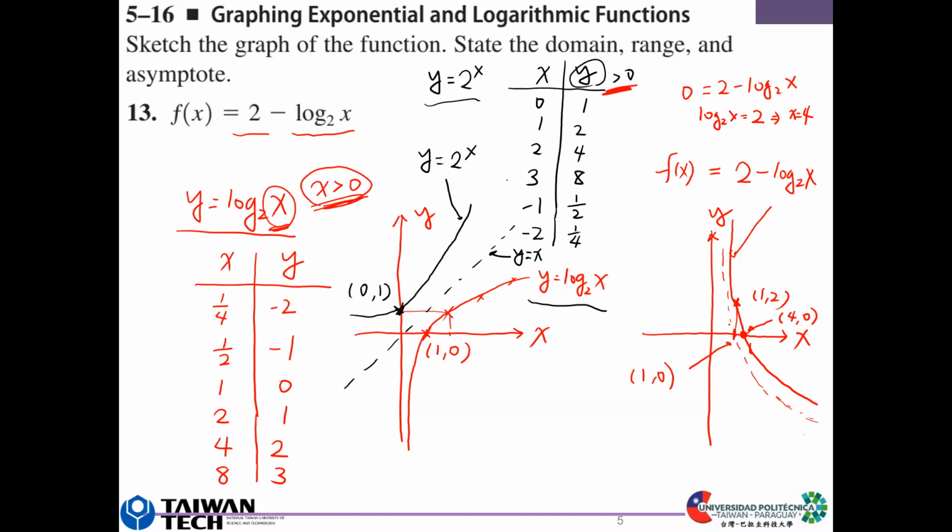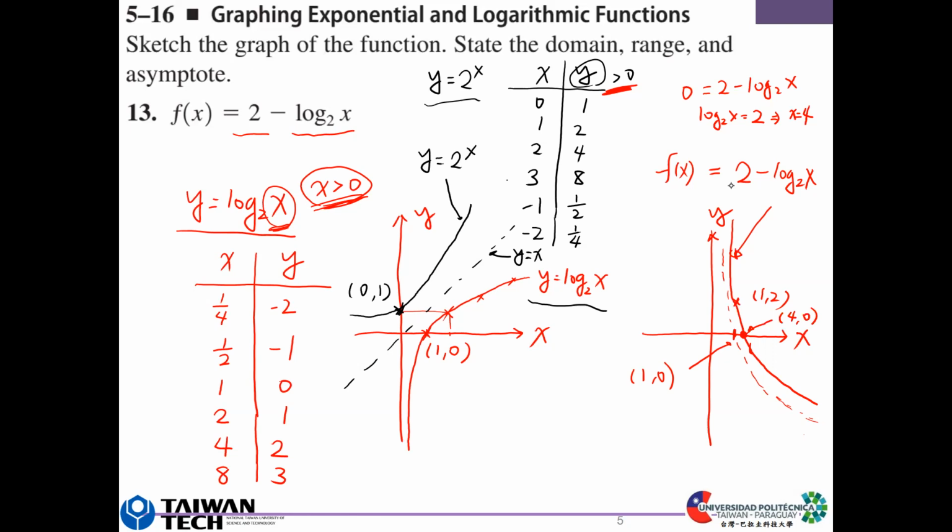Okay, so let me make it more clear. The red line is f of x. Let me double check with the answer. Yes, correct. So that's how we draw it.